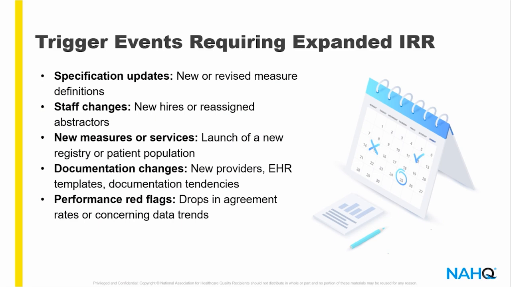There's also documentation and EHR changes to consider, especially when new providers are added or a service line is introduced. Modifying templates and workflows can shift where data lives and how it's recorded. A focused IRR cycle can help with early detection and any corrections. There's also performance red flags to consider. Drops in agreement rates in a particular population, data field, or abstractor should trigger expanded IRR sampling so that you can scope the reach of any errors and inform your action plans. In summary, when people, processes, or documentation change, or the data itself signals a concern, pause and check. Including triggers like these in your IRR policy helps ensure you have a comprehensive program.